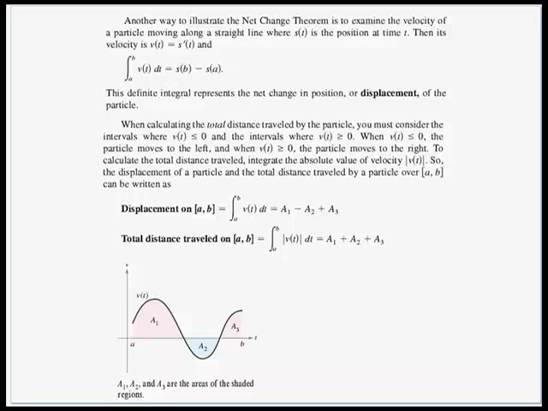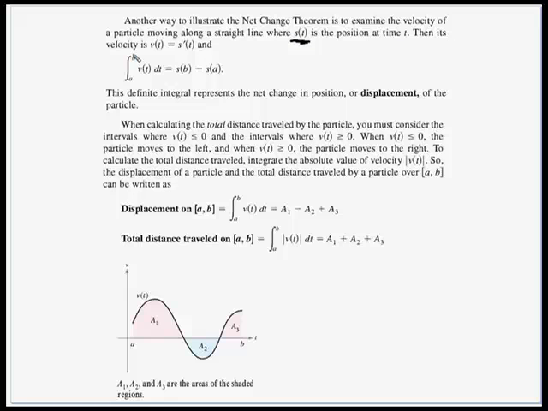And a big part of it is just knowing what they're asking for. There are some different keywords that you need to watch out for in this type of problem. So another way to illustrate the net change theorem is to examine the velocity of a particle moving along a straight line, where s of t is its position at time t.